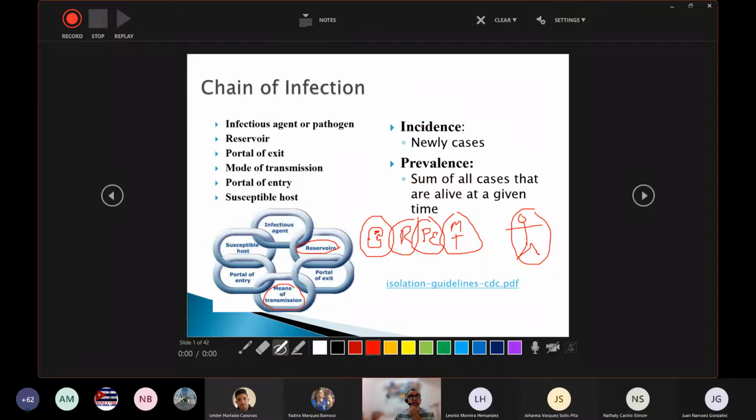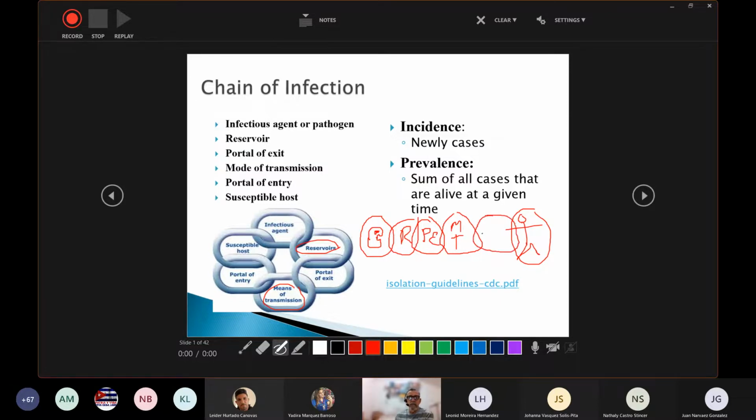When you request people to wear masks in diseases that are airborne or droplets, you are preventing the transmission of the disease because you are blocking the portal of exit. If you know that the way of transmitting MRSA in the hospital is through hands that were contaminated with MRSA from the previous patient, then by washing the hands, you prevent the transmission of MRSA to the next patient. Knowing this mode of transmission, you break this link.